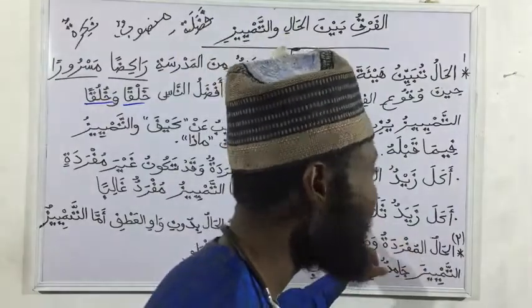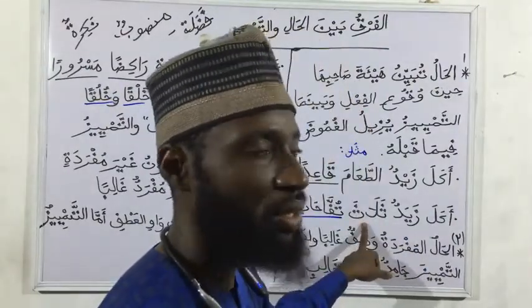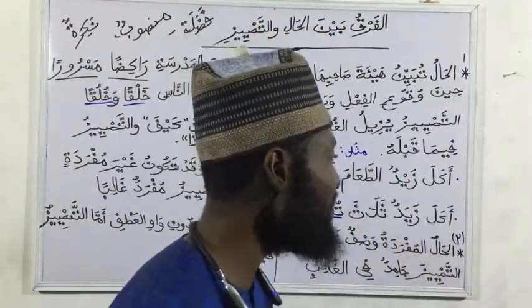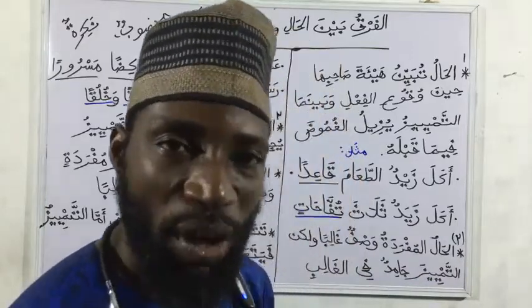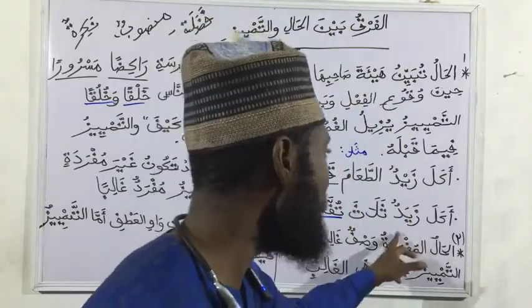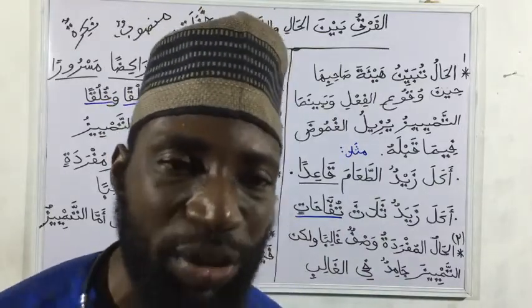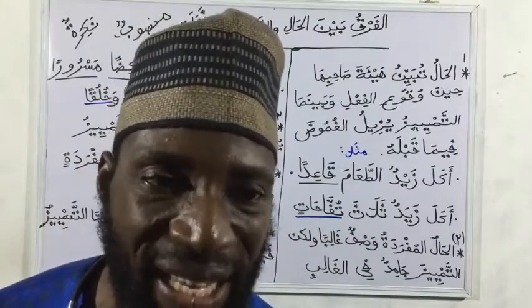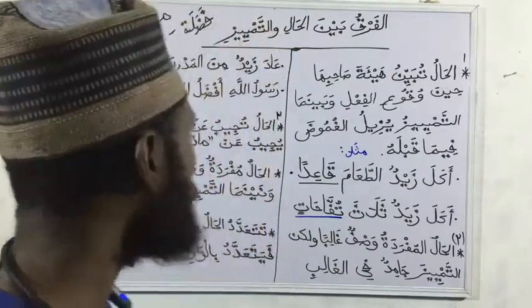Let's look at this. Akala zaidun thalatha. If you stop here now, for instance, akala zaidun thalatha, Zaid ate 3. That's the question of what? Madha. Akala zaidun thalatha, so 3 what did he eat? So the answer is what? Akala zaidun thalatha tuffahat. Do you guess now? So 3 apples. So it comes to answer the question of what? Madha. So let's look at this now.